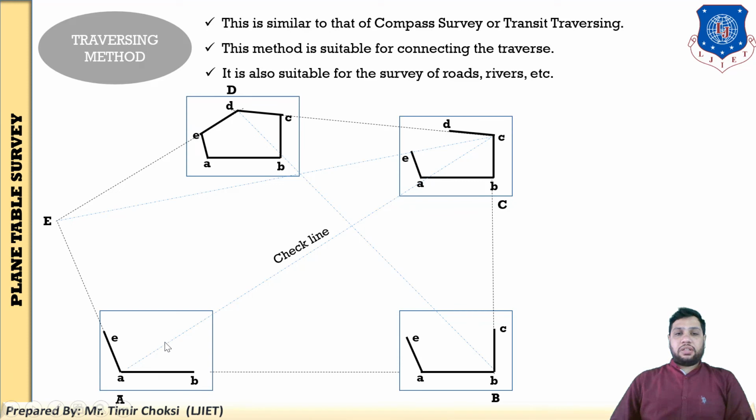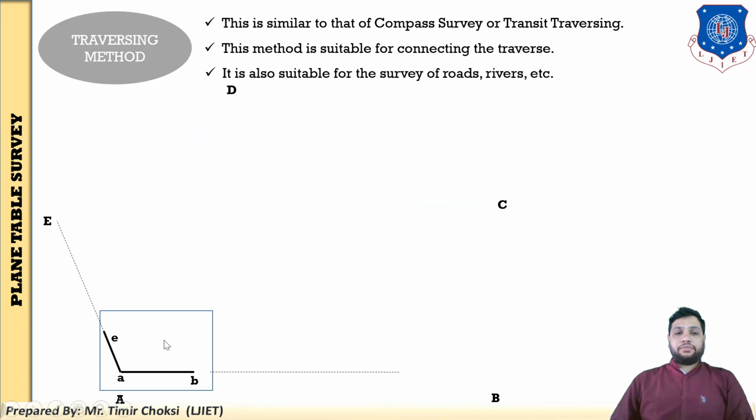So this is the traversing method. I will repeat it quickly. First set up the plane table at A, and using the U-fork with plumb bob, plot the point small a. Then after measuring the distance A to B, set up the plane table at B, and for orientation use the backsighting method. You have the orientation of the previous station. So B is the next station and the previous station will be A.